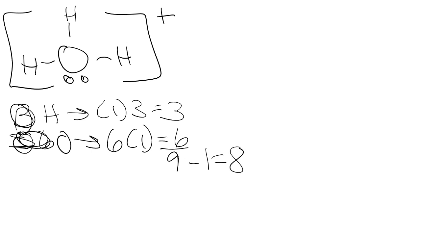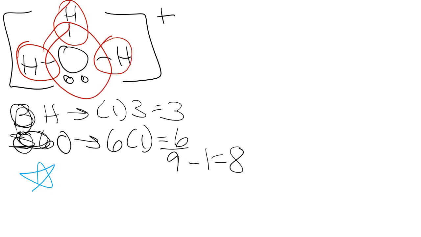So let's count valence electrons connected to that oxygen, knowing that one bond is 2 electrons: 2, 4, 6, 8. So it has the right amount of valence electrons. Then let's look at everything and make sure that hydrogen has 2 and oxygen has 8. Hydrogen has 2 because the bond is 2 electrons. Each hydrogen has that. Oxygen has 8.